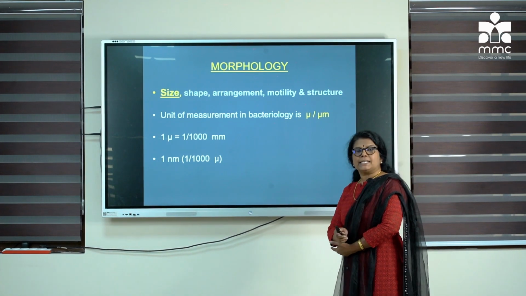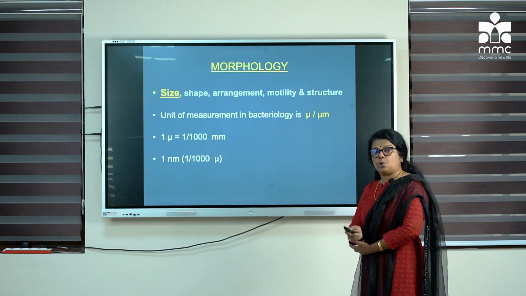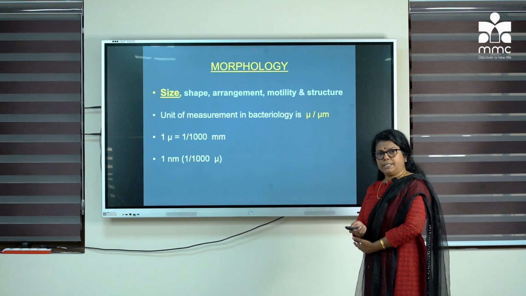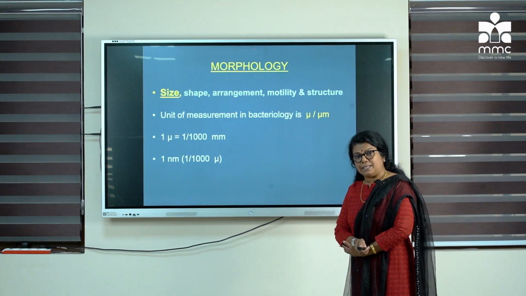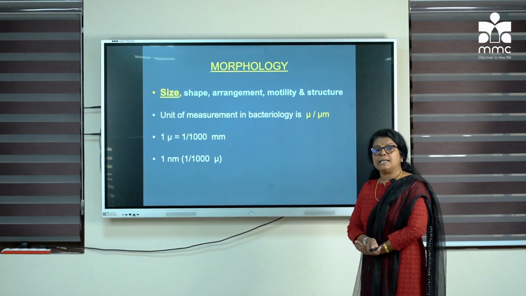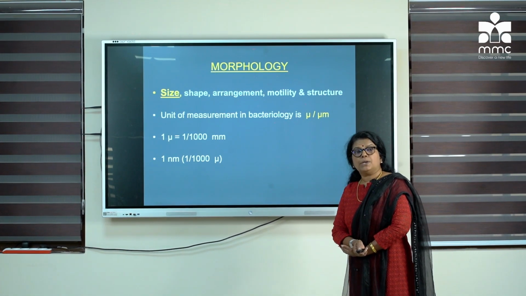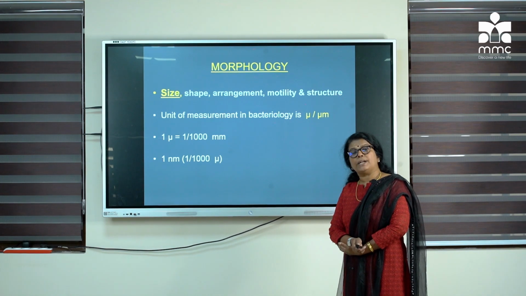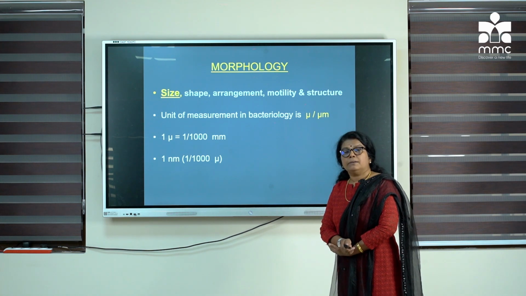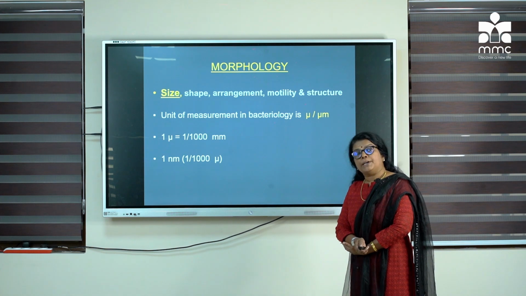Coming to the size, the unit of measurement used in bacteriology is the micron or micrometer, and 1 micrometer is 1/1000th of a millimeter. Viruses are even smaller than bacteria. They are ultramicroscopic, and you can't visualize them using an ordinary light microscope, so you have to depend on the electron microscope. The unit of measurement in virology is the nanometer, which is 1/1000th of a micrometer.